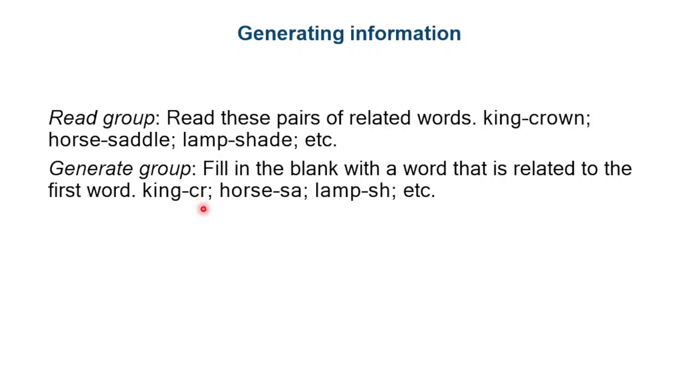Anong isasagot natin dito? Possibly crown, right? Wala namang ibang CR na pwedeng related sa king instead of crown, no? And then we also have a horse here. So, anong possible na marirelate natin sa horse? O, saddle, right? And then, lamp. Ano kaya tong SH na to? So, ayan. Pag-isipan nyo, pwedeng shade, di ba? Lamp shade. So, compound words.